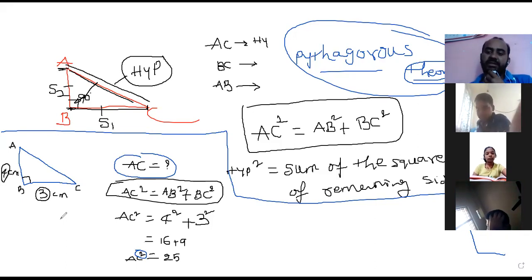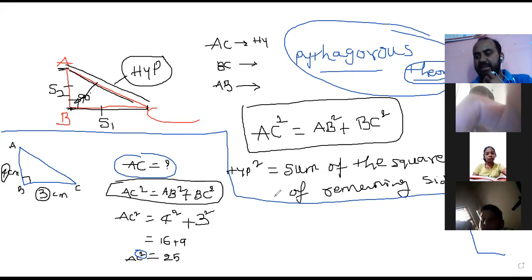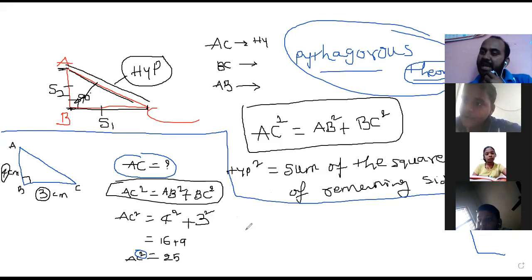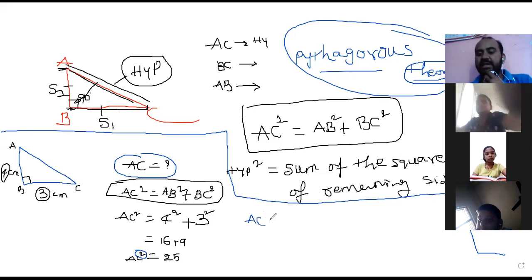How to eliminate it? Remember only one thing. If you send the plus from one side to another side, it is minus. And if you send the multiplication from one side to another side, it is divided. Similarly, if you send the square to another side, it will be root. Very good. So my answer is AC is equal to under root of 25.